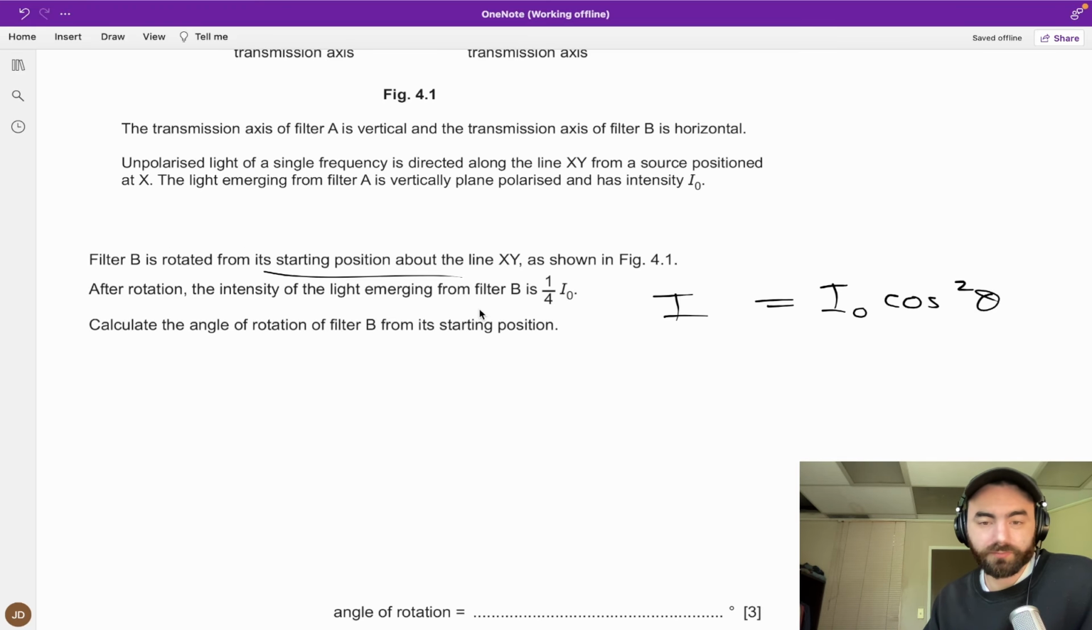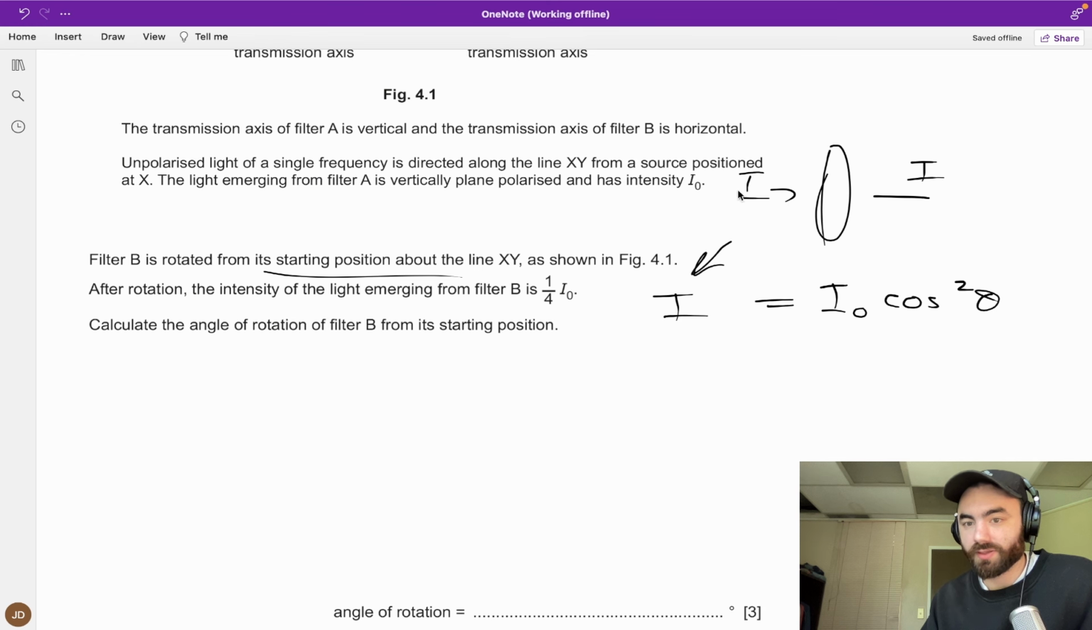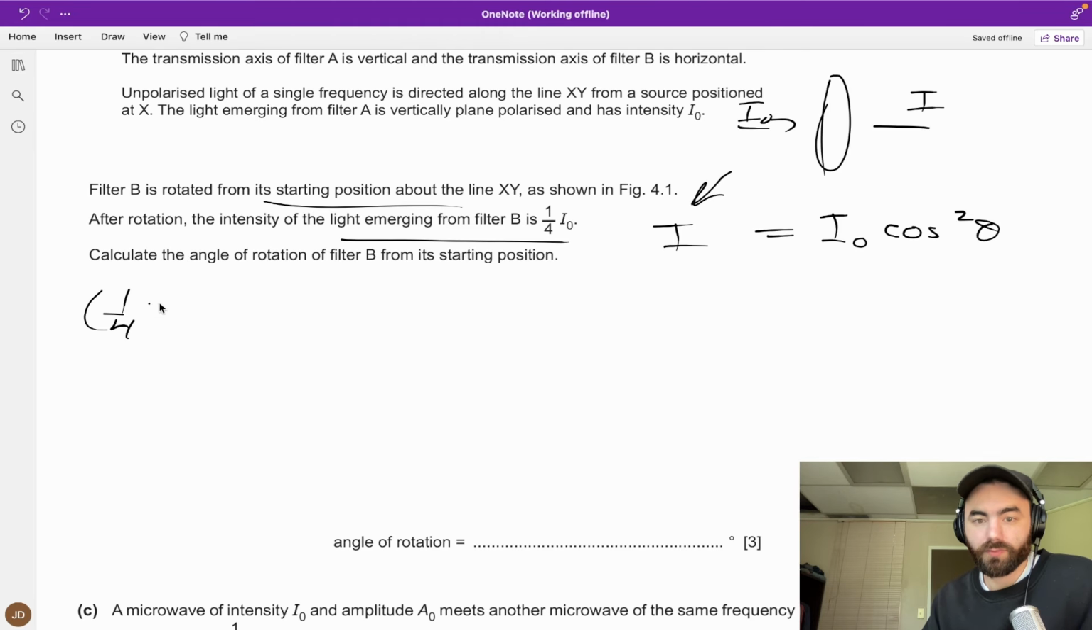So what are we doing? This is the intensity of the light coming out. I is the intensity of this light, and I0 is the intensity of this light. So the light emerging is this. We're looking for the rotation, to calculate the angle of rotation of B. So we just plug it into this. The light coming out is the light going in.